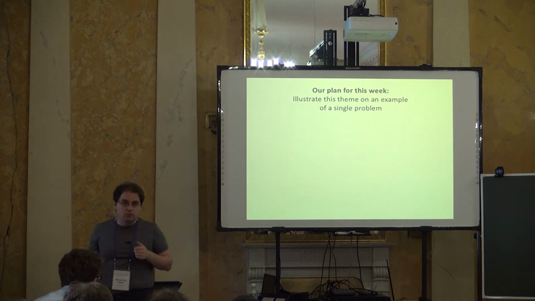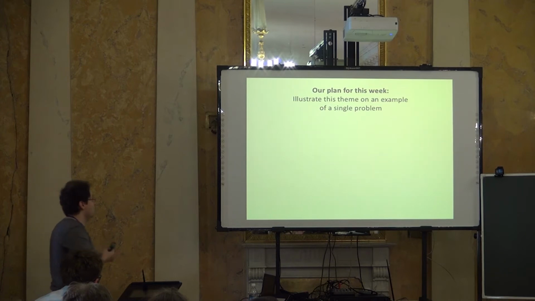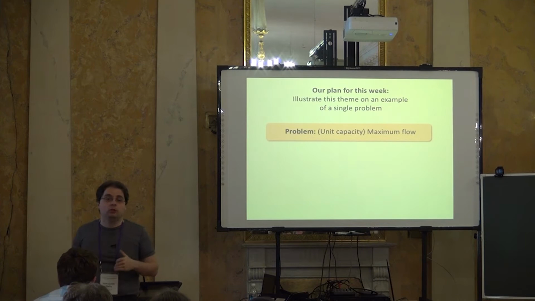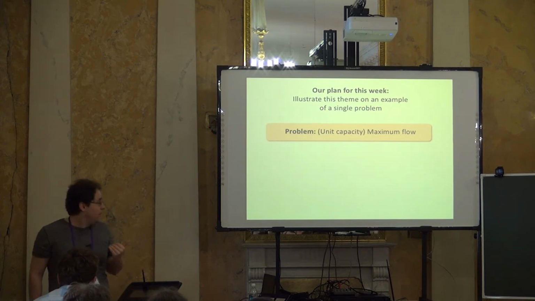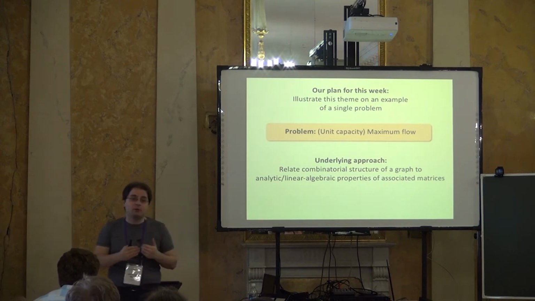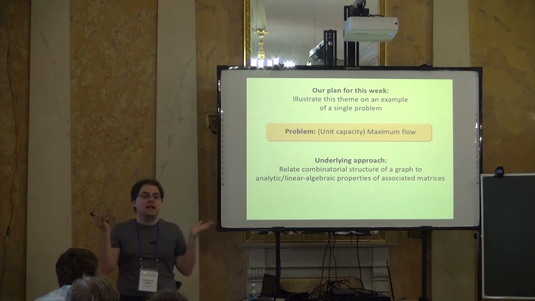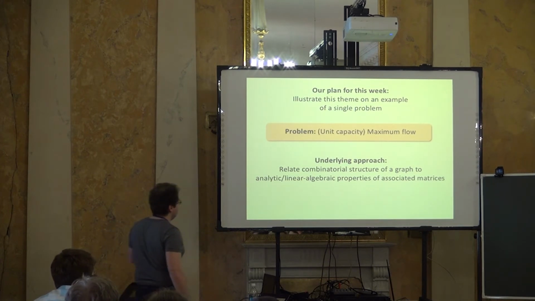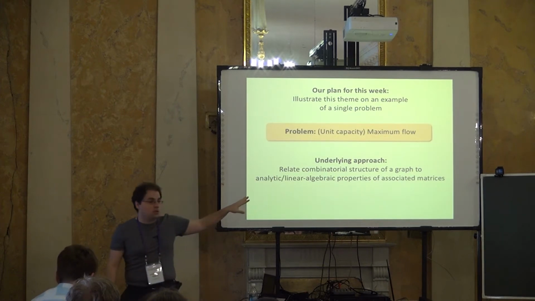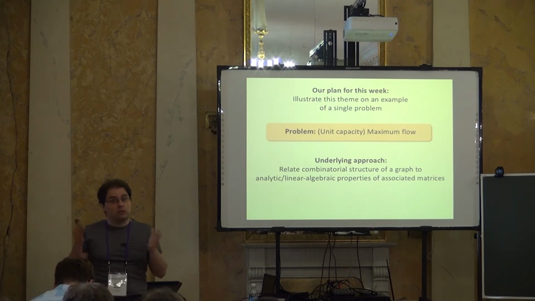What I want to do this week is illustrate this general theme on an example of a simple problem, so you can get a feel for how it works out. The problem I will talk about is maximum flow, specifically the unit capacity version. The underlying approach you will see is that when we translate our problem into continuous optimization and solve it there, then if you look back at the algorithm we get, what it does is relate the combinatorial structure of the graph to analytic and linear algebraic properties of certain matrices associated with this graph. This matrix is called the Laplacian matrix.